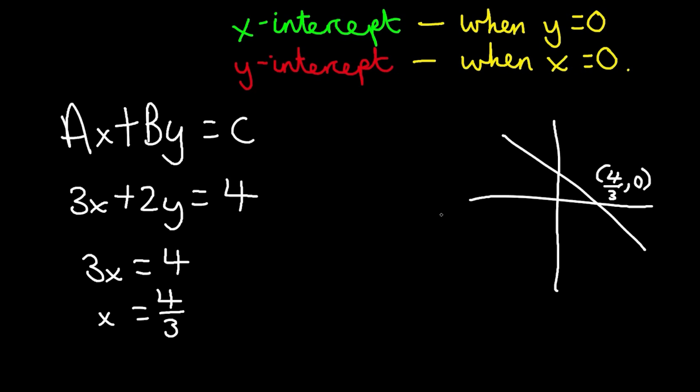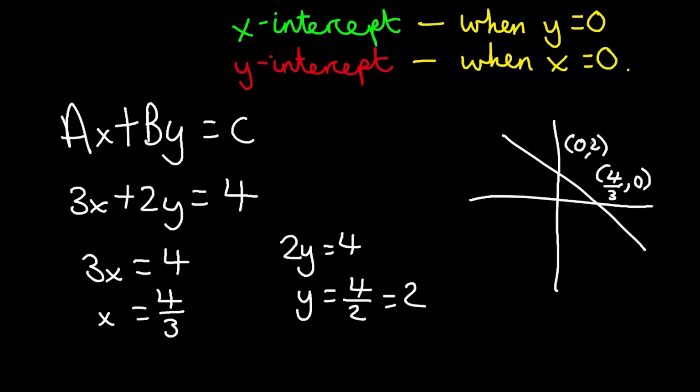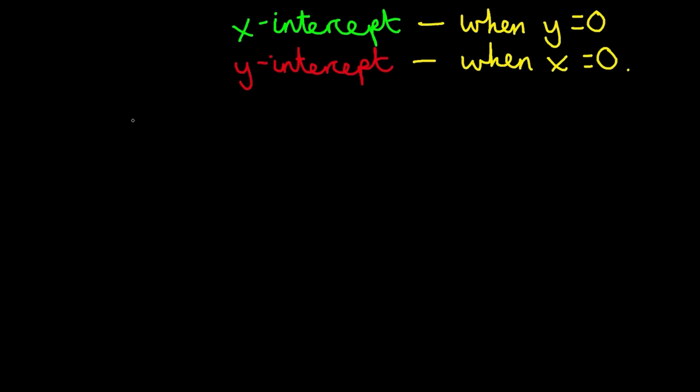4 over 3, comma 0. And to find the y-intercept, we set x to 0, so 2y is equal to 4, so y is equal to 4 over 2, which is 2. So (0, 2) and (4/3, 0) are the points of the intercepts here. Very nice. Now let's look at the point slope form.